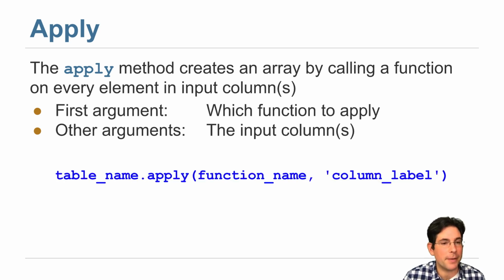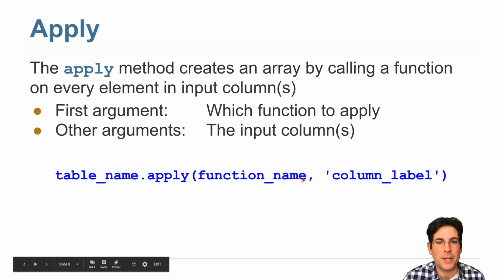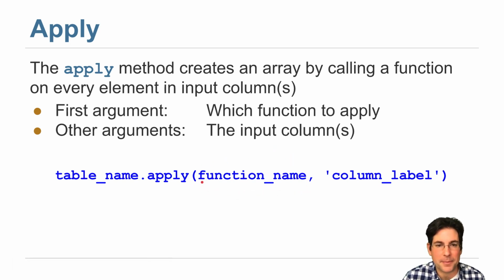Here's an example. If you have a table, then you write the table name, you write .apply, you write the function name for some function that's already defined or one that you defined, and then comma, and then in quotes you write the column label. The reason why you use quotes in one place and not in another is that you always have to quote labels. But you don't have to quote anything that's a Python name, and function names are Python names.